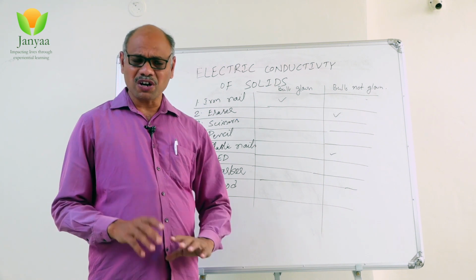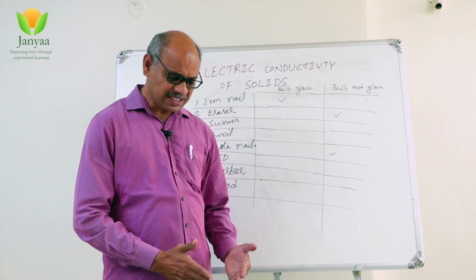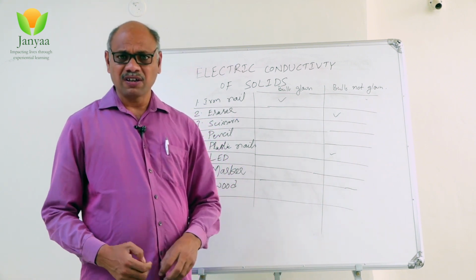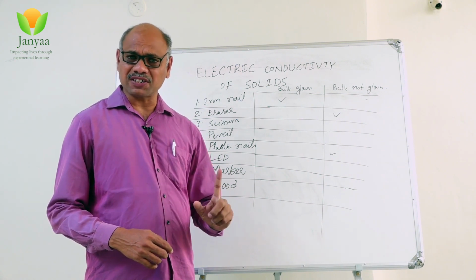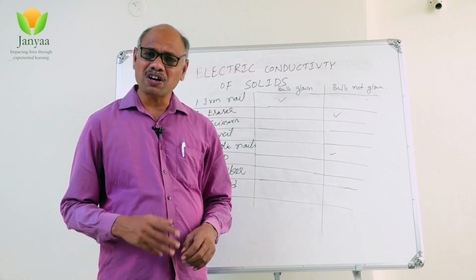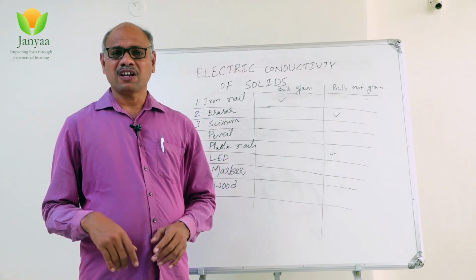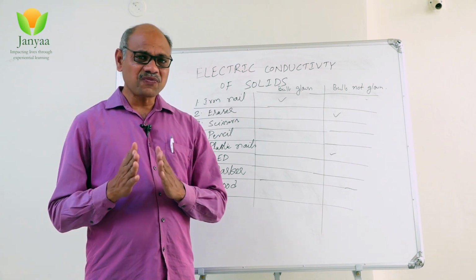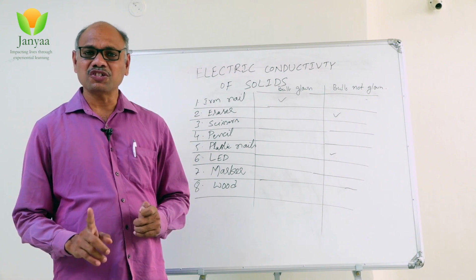Not all solids allow electricity to pass through them; only some do and some do not. The materials which allow electricity to pass through them are called conductors. The materials which do not allow the current to pass through them are called insulators. Now list out the materials which you have collected and classify them into conductors, semiconductors and insulators.